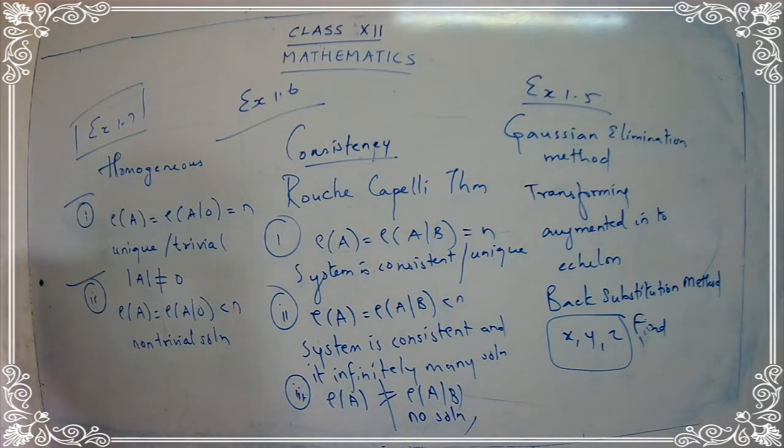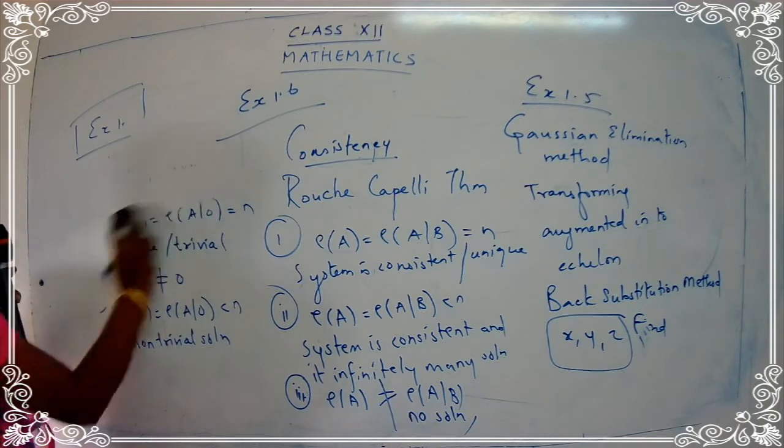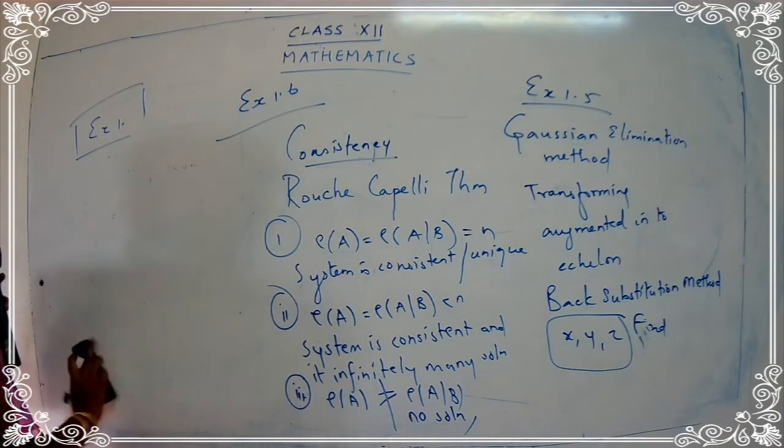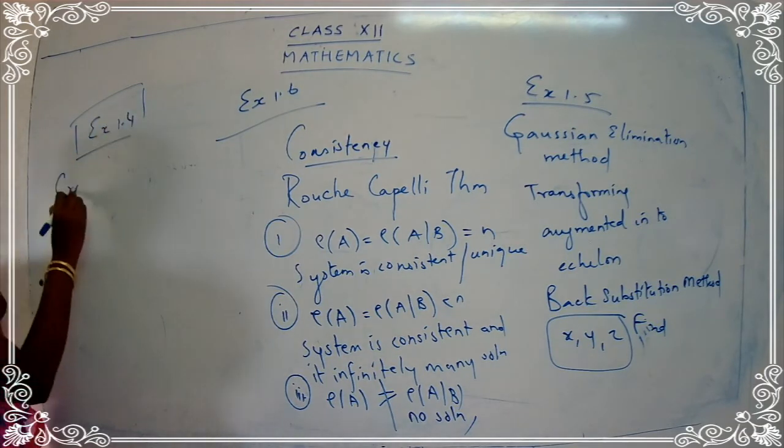Okay, so 1.5, 1.6, mostly we have to just follow the same rule, that is we are going to convert everything in row echelon form. Now coming to 1.4, I'll just rub this part. So what is 1.4 dealing with? In 1.4 you have Cramer's method.